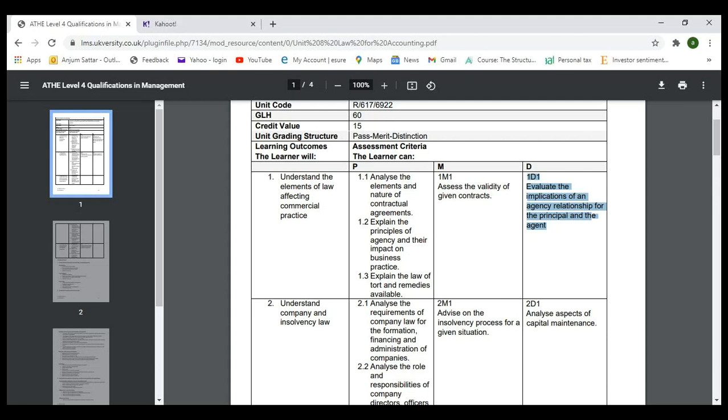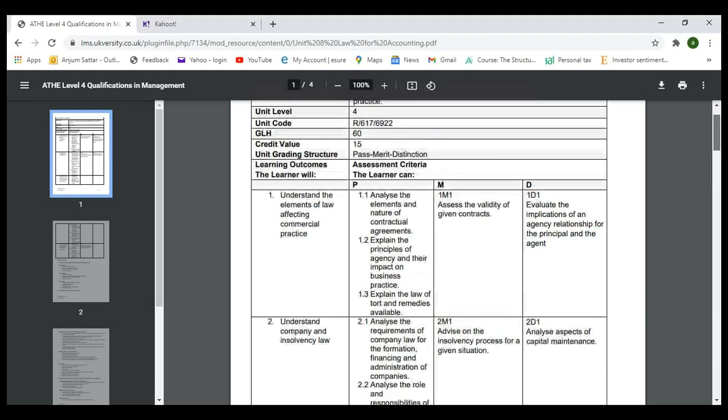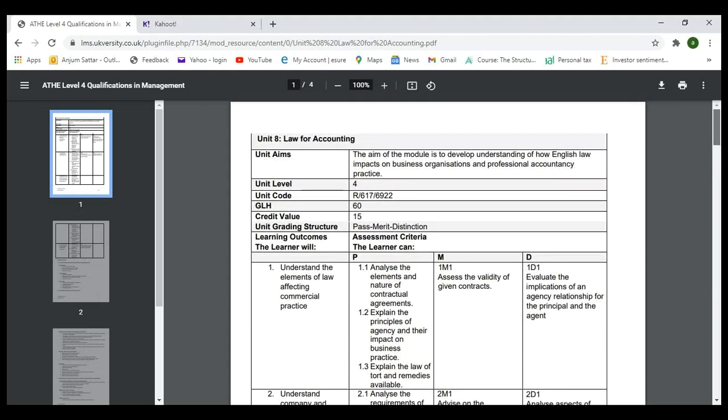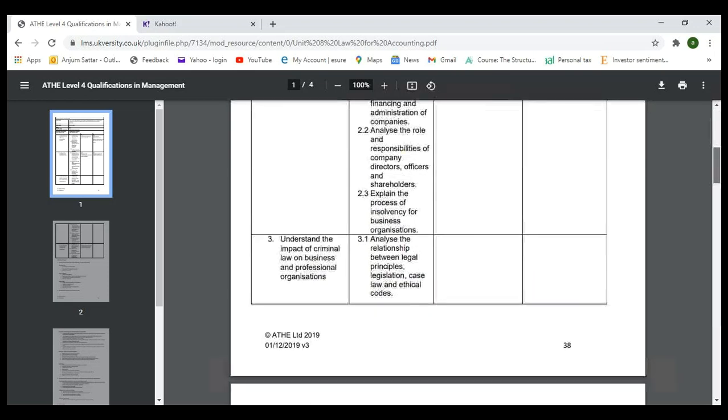Everyone has plenty of experience, so you can include examples from your own experience as well. Analyze the elements and nature of the contractual agreement, explain principal and agent relationships and their impact on businesses, and explain tort law and the remedies available. We'll go through the validity of the given contract and evaluate the implications of the agency relationship. That's what today's lesson is all about. The aim of this unit is to understand how English law impacts business organizations and professional accounting practices. That will be the key.